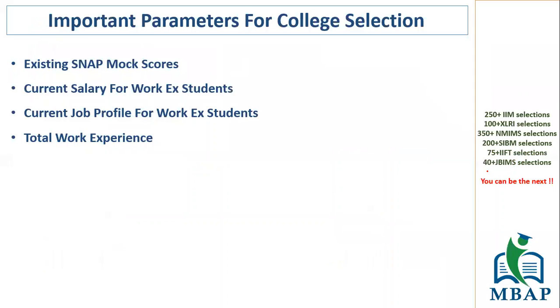Now, important parameters for college selection. Here you see there are 4 different parameters that I've put, out of which the first 2 are really important: your existing mock scores in the SNAP mocks that you're giving, and your current salary. If you're a working student, what's your current salary? These 2 are definitely the most important parameters that you should be thinking of.